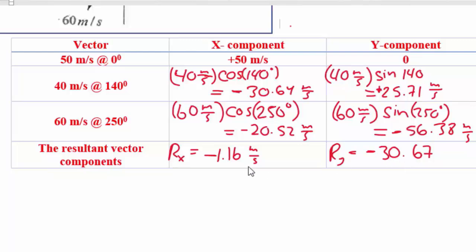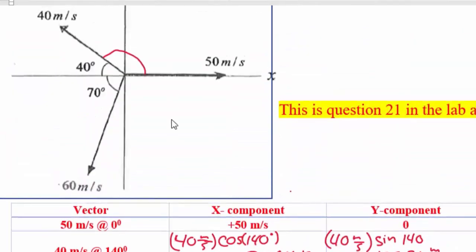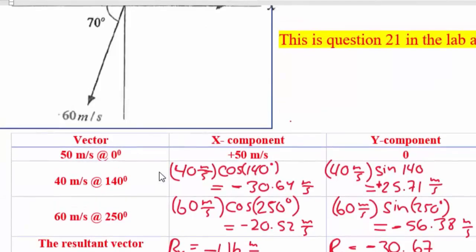Notice here that we got a negative value for the x component of the resultant vector and a negative value for the y component. What does that tell us? This tells us that the vector is in the third quadrant, because in the third quadrant, the y component and the x component are negative. You need to know that very well.